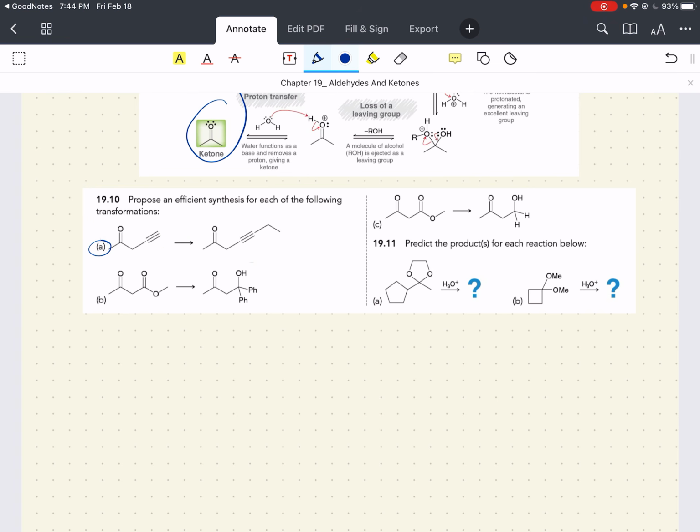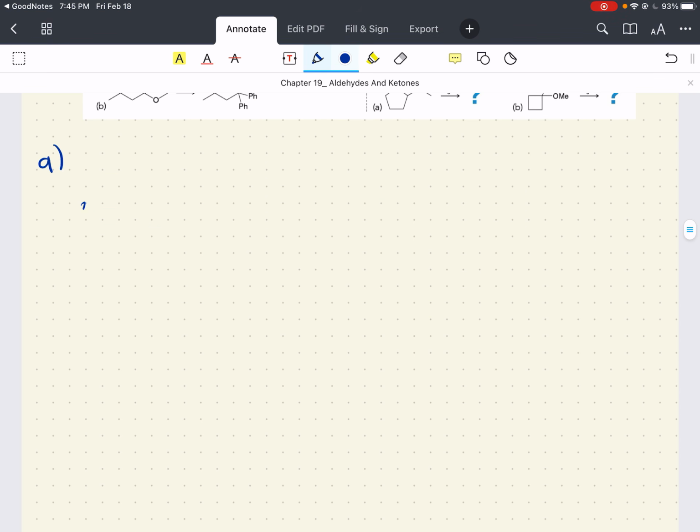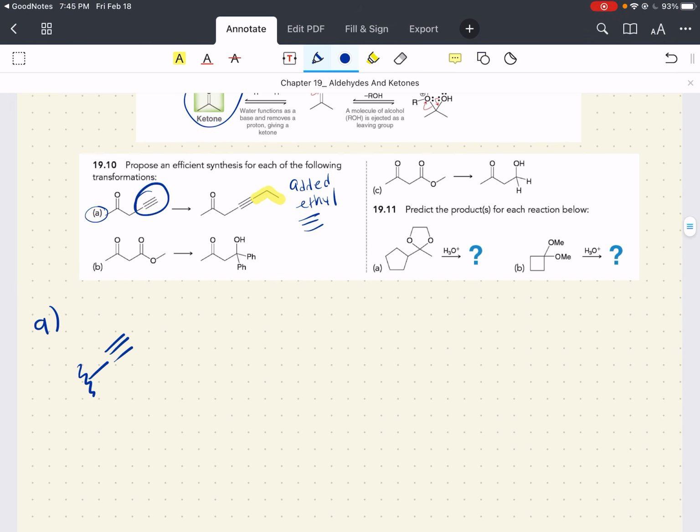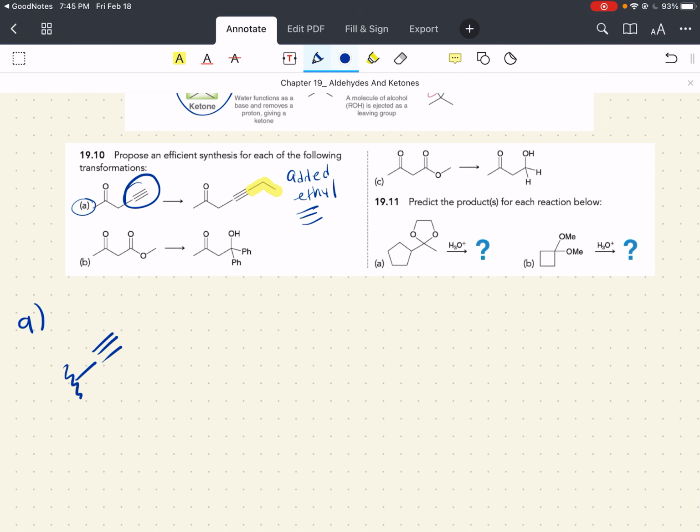What's the first thing we notice that's different between starting reagent and product? Well, it should be the fact that our product has this added ethyl group to the triple bond. So we want to add this ethyl group to the triple bond. Let's remember from chapter 9, when we have a terminal alkyne like we do right here, this triple bond, we can add groups to it, a methyl or an ethyl, whatever it is that you want, through the use of these reagents.